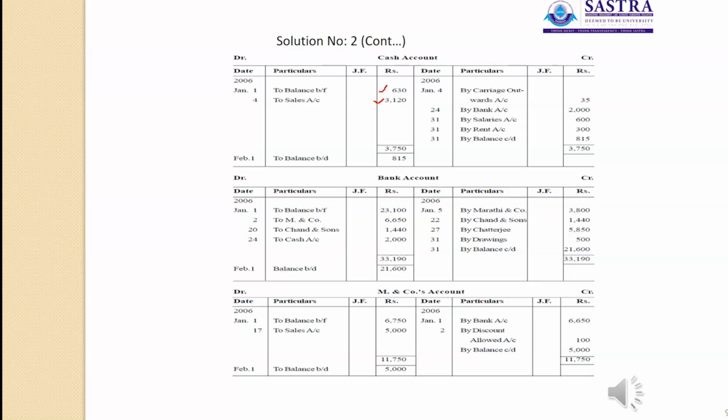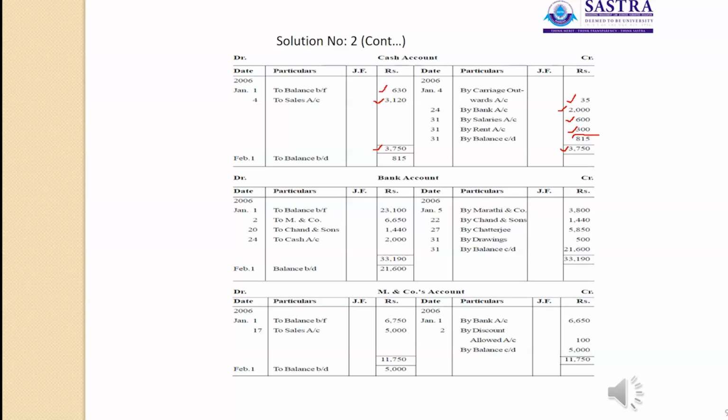Then again January 4, carriage outwards expenses, so that account will be credited. Then January 24, deposited into bank, so by bank account 2,000. Salary is paid rupees 600. January 31st, rent paid rupees 300. So the total of the debit side is 3,750. The total of the debit side balance 3,750.